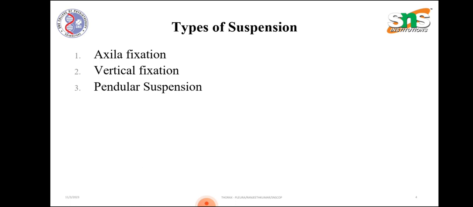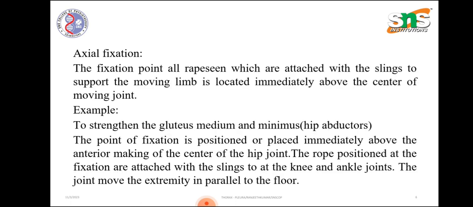Then, moving on to the types of suspension, there are three types: axial suspension, vertical suspension and pendular suspension. First, the axial suspension. The fixation point of all ropes, which are attached with the slings to support the moving limb, is located immediately above the center of the moving joint. For example, to strengthen the gluteus medius and minimus, the hip abductor muscles, the point of fixation is placed immediately above the anterior aspect of the center of the hip joint. The ropes at the fixation are attached with slings at the knee and ankle joint, and the joint moves the extremity parallel to the floor.